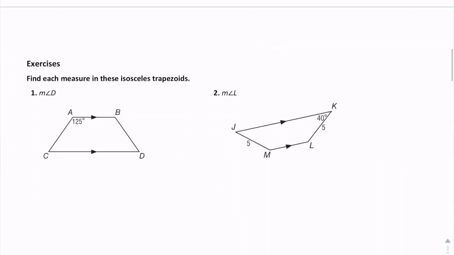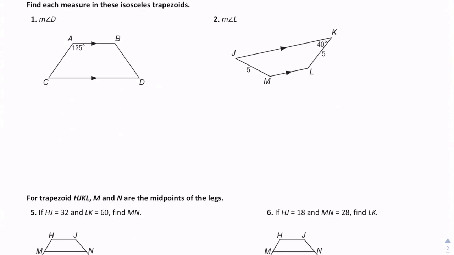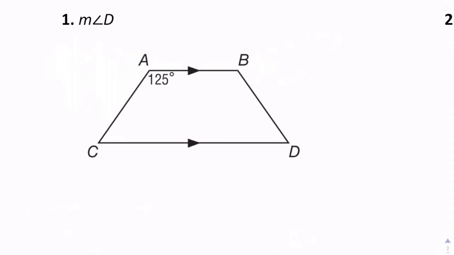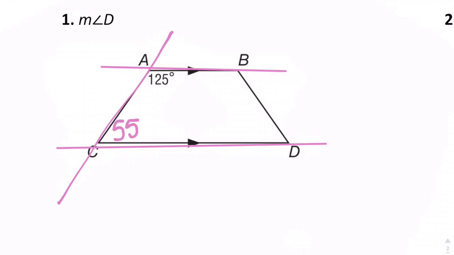Okay. We're going to scroll down to these practice problems. I'm just going to do number 1 with you, which is trying to find angle D. Keep in mind, if these are your parallel bases, this could be your transversal. So those are the same side interior angles, and they have to be supplementary, so that must be 55.